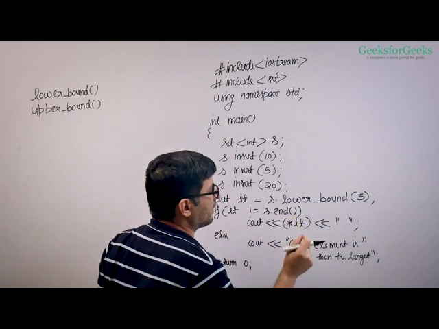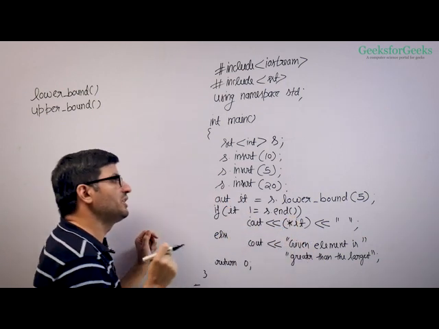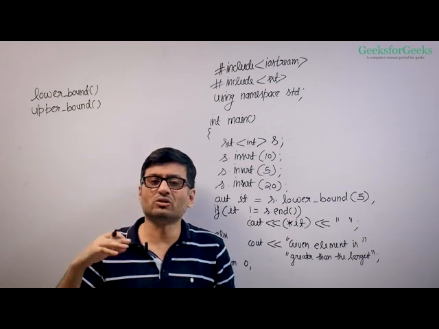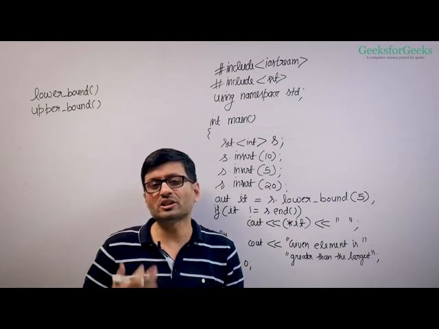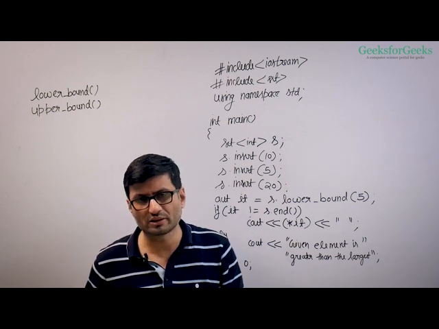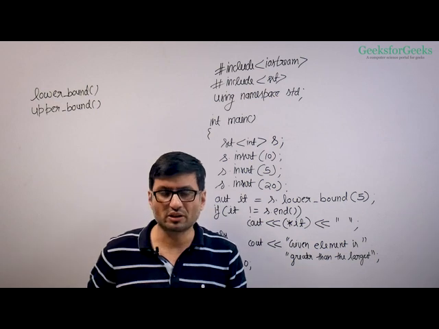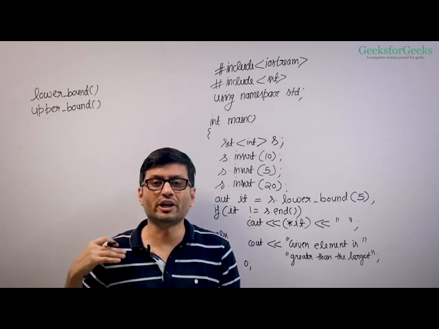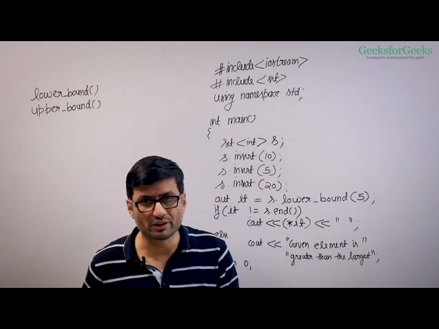This lower bound function gives you the iterator to the element if it is present. If it is not present, then it returns the iterator to the element which is just greater than this. Now the third case, what if the element that we are searching for is greater than the greatest element?